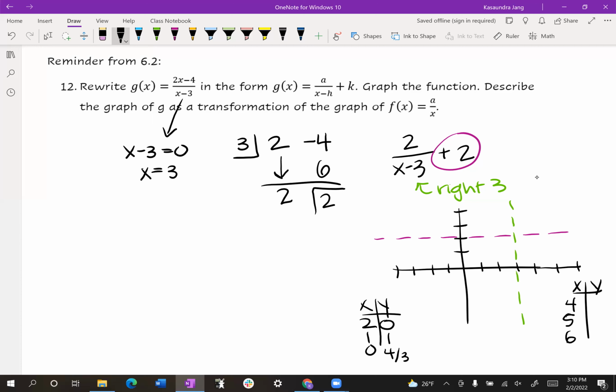Okay, so I'm going to plot these points to make sure I didn't cross the asymptotes or anything. So 2, 0, 1, 1, 0, and then 4/3 is like 1.3-ish. It's like 1.3 repeating. So a little over your 1. Okay, so it's going to curve within the asymptotes. And then I'm going to plug in my 4, 5, and 6.